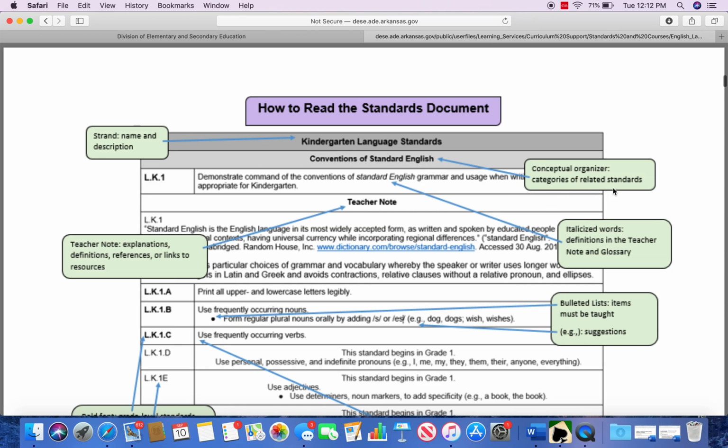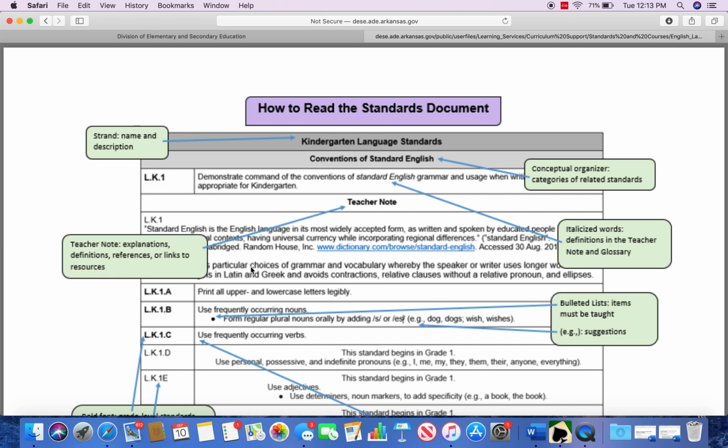The categories of the related standards, of course, are the conventions of standard English. The italicized words are definitions that are found in the teacher note and glossary. So if you are reading a standard and you see italicized words, then you can go to the teacher note and glossary section and you can find a definition for that.